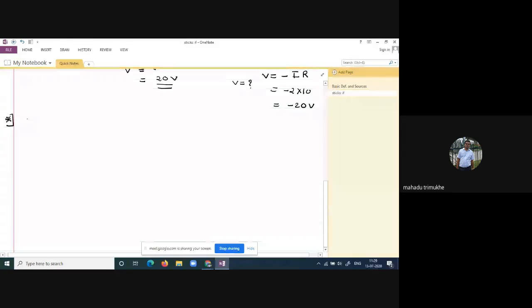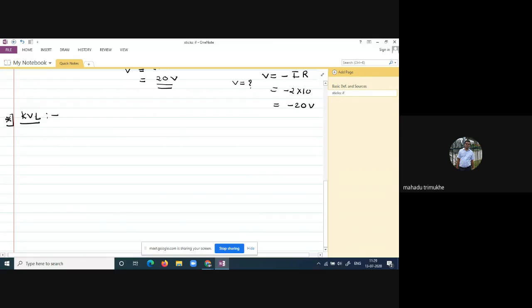Yes. Then next, we'll see what is Kirchhoff's law. That is KVL, Kirchhoff's voltage law. Anybody unmute and tell me what is KVL? You have studied already. KVL is: the algebraic sum of voltage around any closed loop in the network is zero. That is called KVL. This is a statement of KVL.